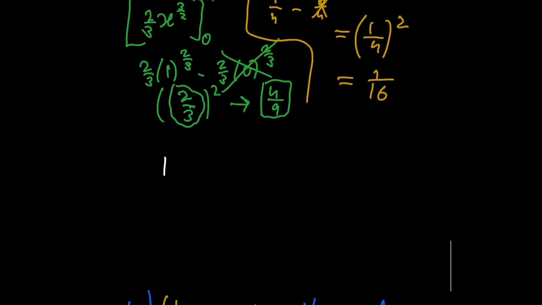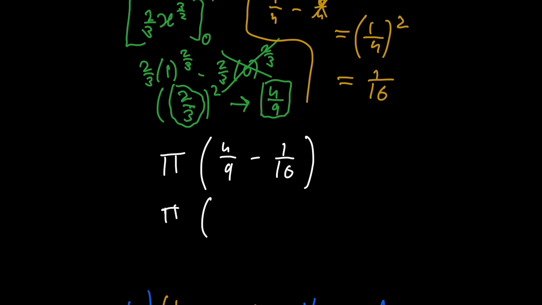Now we can combine these values and put them into our equation. Pi times 4 over 9 minus 1 over 16. Now, in order to calculate this, we need to find the common factor of these fractions, which means we need to do the crisscross, applesauce, butterfly, whatever method you call it. So it's pi times 16 times 4 minus 9 divided by 144.